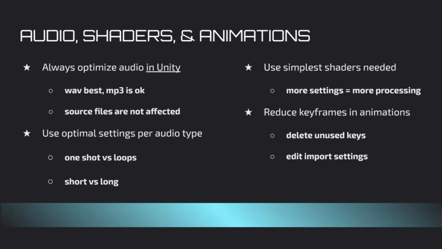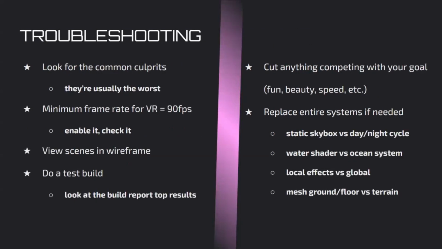And then reduce the keyframes in animations. I've already gone over that too much. So when you're troubleshooting, like after you've built stuff and you've added stuff to your project, go back to that list and look for the most common culprits. Try to hit a minimum frame rate for VR, enable it and check it.